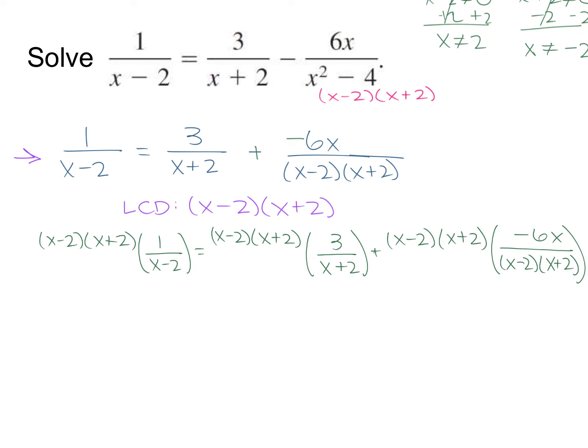From here, I'm going to simplify. So from the first fraction all the way to the left, I have an x minus 2 in the denominator and an x minus 2 in my least common denominator. They cancel each other out. So that's just going to give me 1 times x plus 2. For my middle part, I have x plus 2 in the denominator and x plus 2 in my least common denominator. So that's going to give me 3 times x minus 2. Then from the last part all the way to the right, I have an x minus 2 and an x plus 2 both in my denominator and in my least common denominator. So they cancel out, and that gives me 1 times negative 6x.